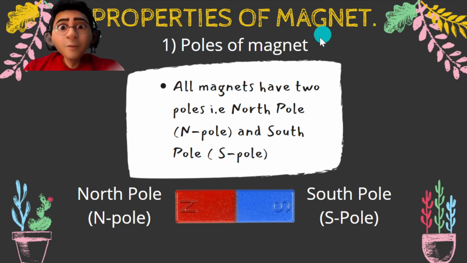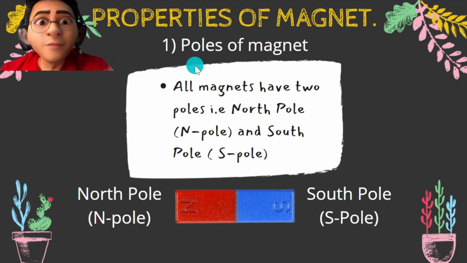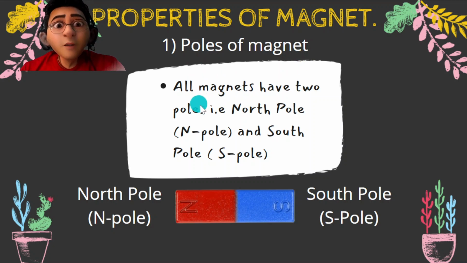Now properties of magnets. Number 1, poles of magnets. All magnets have 2 poles, that is north pole or N pole and south pole or S pole. So this is known as north pole or N pole. And here the blue one is known as south pole or S pole. You must remember that. N for north, S for south.